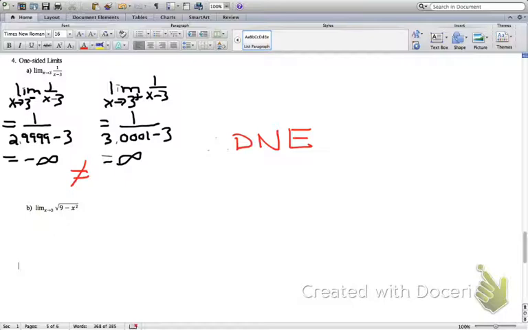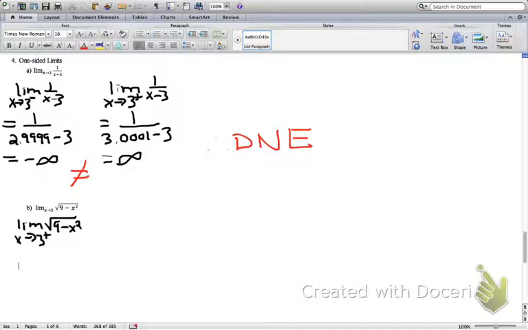Similarly, looking at our one-sided limits, we're going to look at b here, the limit of the root of 9 minus x squared as x approaches 3. If we just substituted 3 into our function, we'd have 9 minus 3 squared. 3 squared is 9, so we'd end up getting 0. So we want to look at what happens on either side. So we're going to look at the limit of the root of 9 minus x squared as x approaches 3.